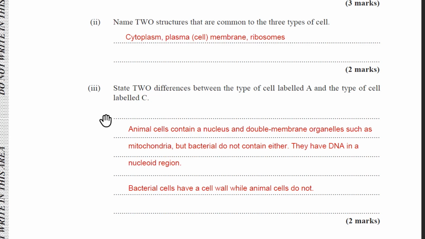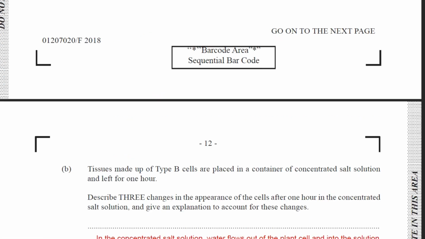Eukaryotic cells tend to be larger and much more complex than prokaryotic cells. So animal cells contain a nucleus and double membrane-bound organelles such as mitochondria, but bacterial cells do not contain either. They have DNA in a nucleoid region. Talking about bacterial cells here, they have a cell wall, while animal cells do not, right? Two basic differences, and you're good.